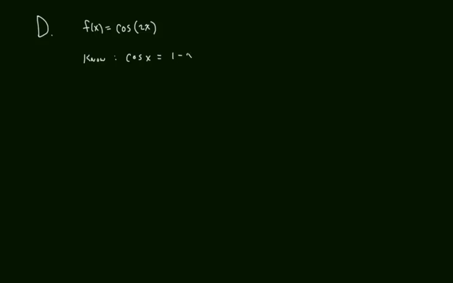is 1 minus x squared over 2 factorial plus x to the 4th over 4 factorial minus x to the 6th over 6 factorial plus dot dot dot. I might as well put the nth term in here: negative 1 to the n, x to the 2n over 2n factorial plus dot dot dot. That's what we know. So now for the cosine of 2x, I simply plug 2x in.